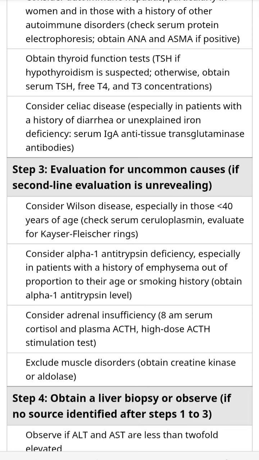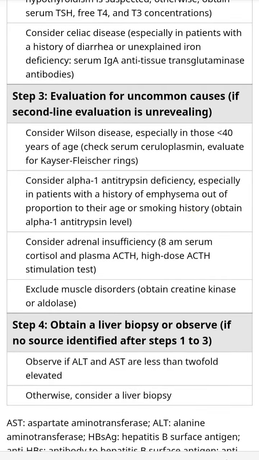Consider alpha 1 antitrypsin deficiency, especially in patients with a history of emphysema out of proportion to their age or smoking history, and also obtain the levels of alpha 1 antitrypsin. Also consider adrenal insufficiency by sending 8 a.m. serum cortisol levels and plasma ACTH levels, and a high dose ACTH stimulation test. And exclude muscle disorders by getting creatine kinase or aldolase.